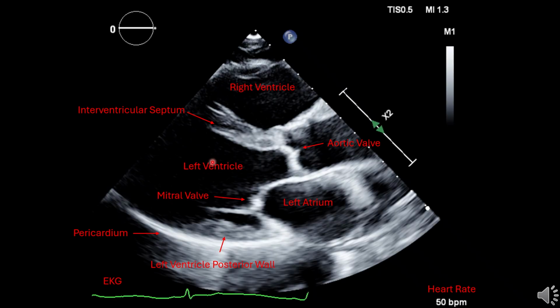Here is everything labeled. As crazy as this sounds, I would practice drawing this picture and labeling your structures. If you can draw this from memory, you'll be able to recognize everything a lot faster. Down here is the EKG and the heart rate, which should always be displayed on your exam.